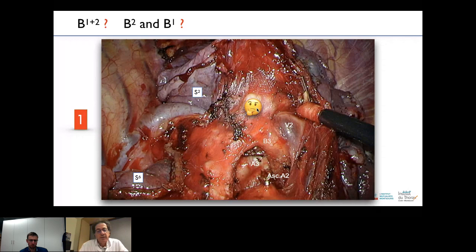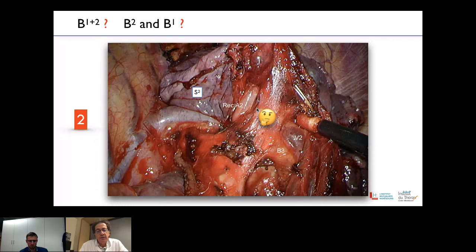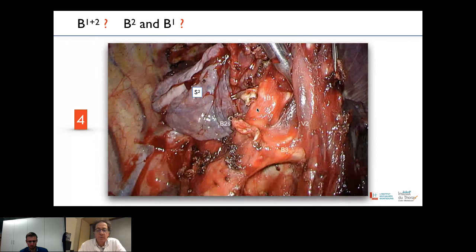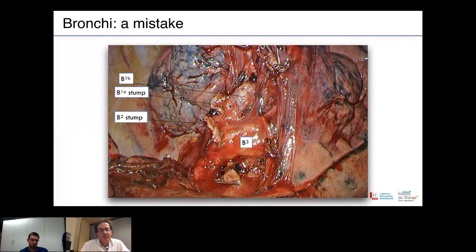Here now we have dissected the recurrent A2. We still don't know exactly what this bronchus is. We dissect the first one we encounter, staple it, and we see B1 behind. So we will staple it in 2 steps. It's not a concern. This is to show you that sometimes it's even more difficult. We thought that this was B1, but it was not B1. It was a branch of B1, and we had to restaple the bronchus here.